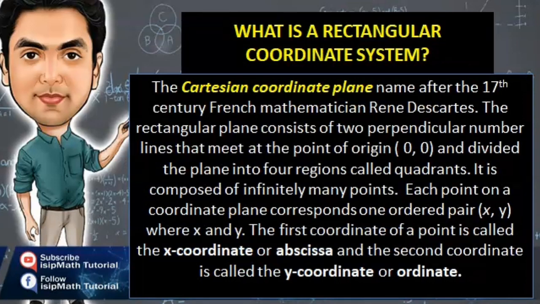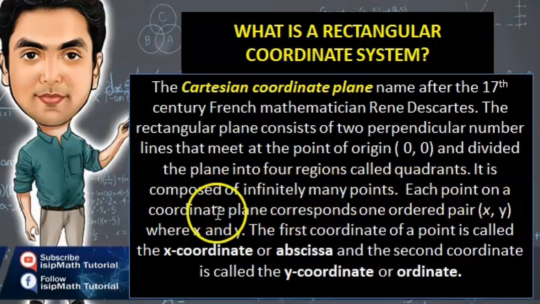The rectangular coordinate system, also known as the Cartesian coordinate plane, was named after the 17th century French mathematician René Descartes. The rectangular plane consists of two perpendicular number lines that meet at the point of origin, or (0, 0), and divide the plane into four regions called quadrants.